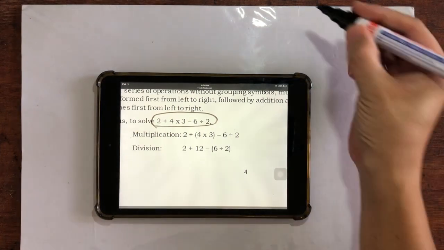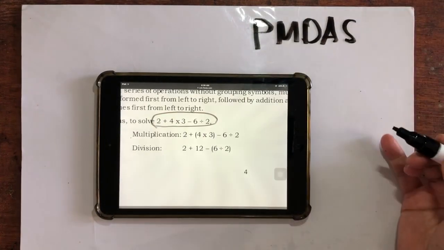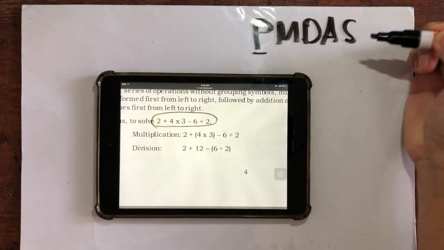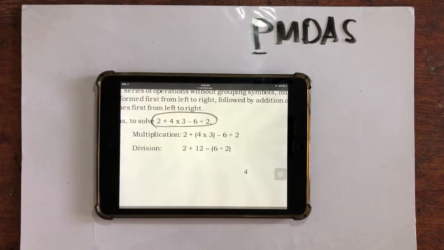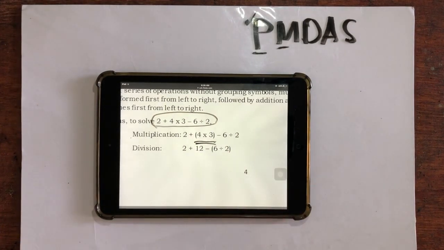Okay. So, in our rule of PMDAS, first is the P, which stands for parentheses, followed by multiplication, division, addition, and subtraction. So, when you look at the equation, is there a P? If there is a P or parentheses, that is what we solve first. Followed by multiplication. So, look at the equation. What comes first, we see multiplication. So, this is it. Okay? So, since it comes first, that is what we will answer first.